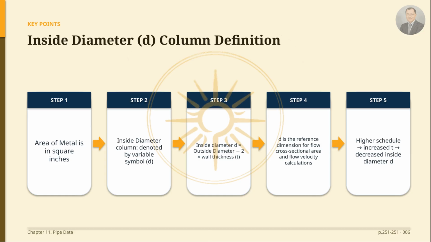This section defines the inside diameter column, along with the fact that the area of metal is in square inches. The inside diameter is denoted by the variable symbol D, and the inside diameter D is equal to the outside diameter minus twice the wall thickness T. This D value is the reference dimension used to calculate the flow cross-sectional area and flow velocity. It is helpful to remember the relationship that for the same nominal size, as the schedule number increases, the wall thickness T becomes thicker, and consequently, the inside diameter D becomes smaller.